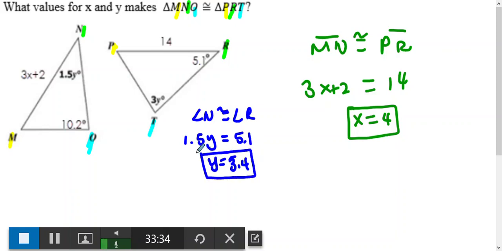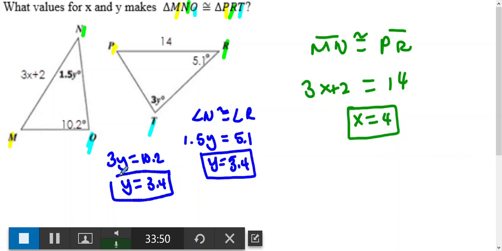And just to double check ourselves, we can do the blue angles. There we would have 3y is the same thing as 10.2. When you divide both sides by 3, you will also end up with y equals 3.4. So that's our answer. What is x and what's y?